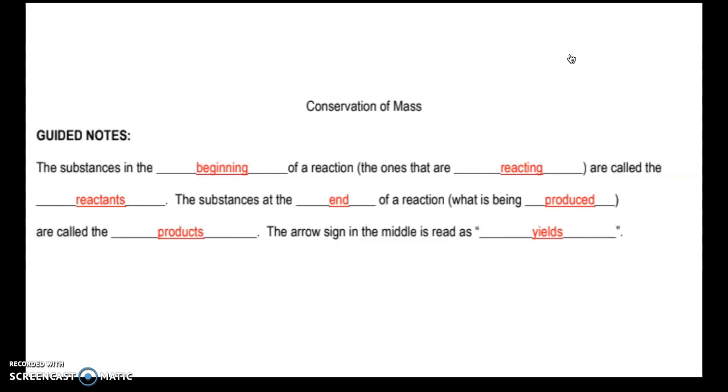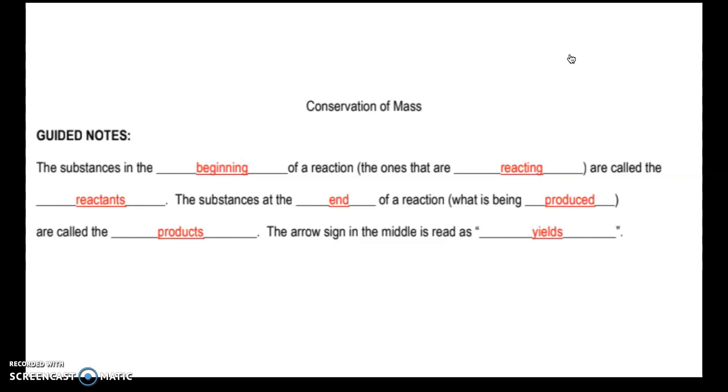Some individual practice. So remember, the substances in the beginning, or the law of conservation of mass states... oh no, sorry, that's not what this says. The substances, I got ahead of myself. The substances in the beginning of a reaction, the ones that are reacting, are called the reactants. Not new information. We said the stuff on the left-hand side of the arrow, we call that our reactants.